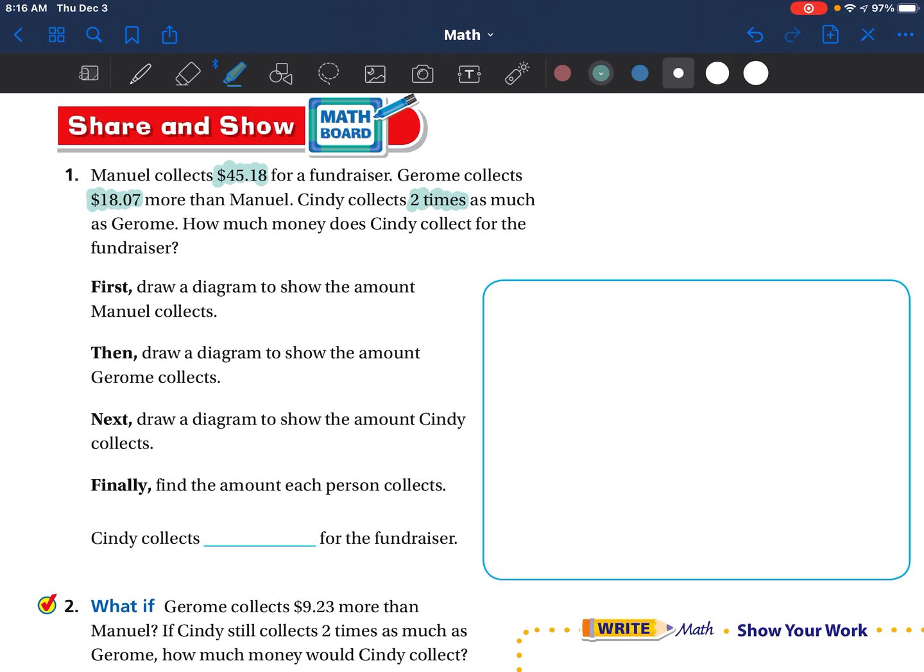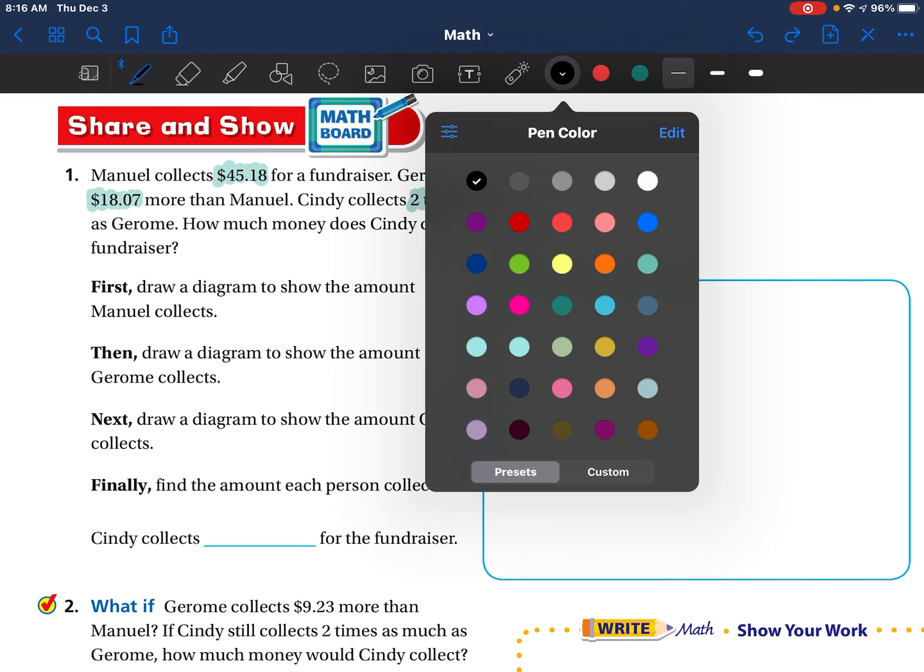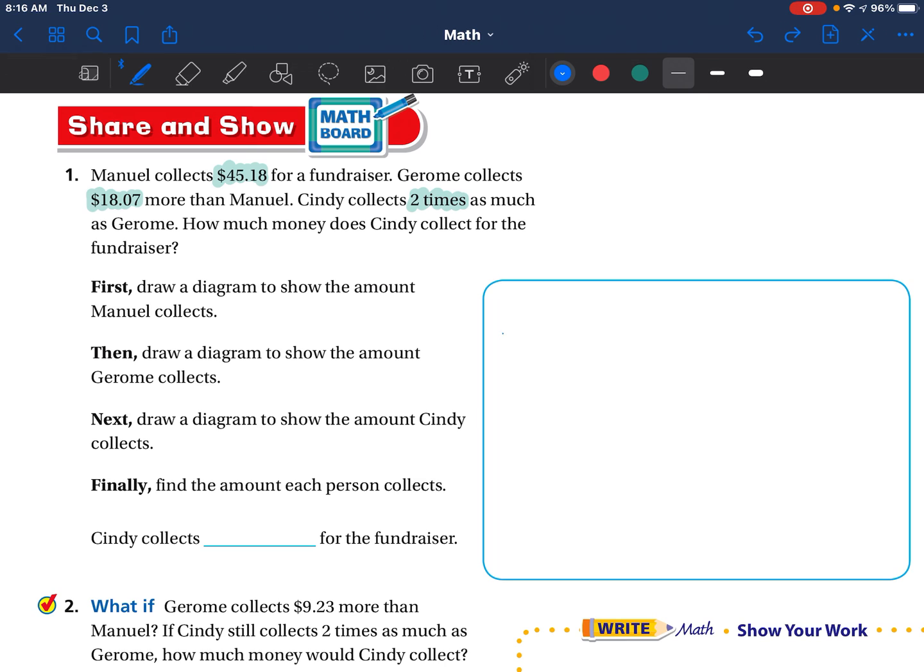First, draw a diagram to show the amount Manuel collects. So we know Manuel, I'm just going to go with an M here. And it tells us that he collects $45.18. So here's our home base, our original block, right?